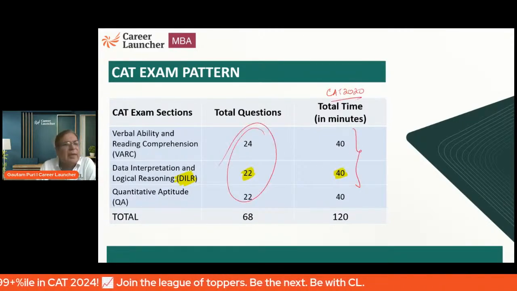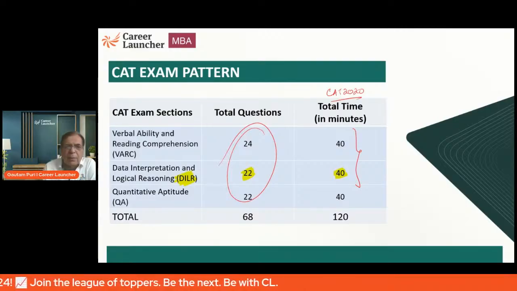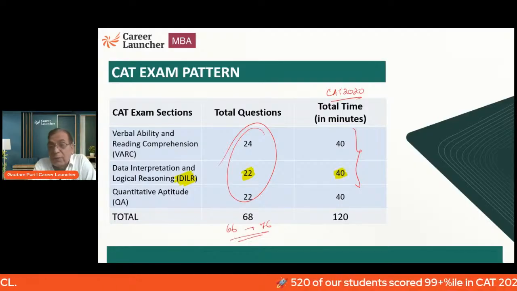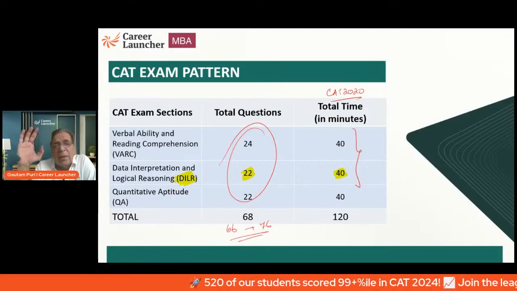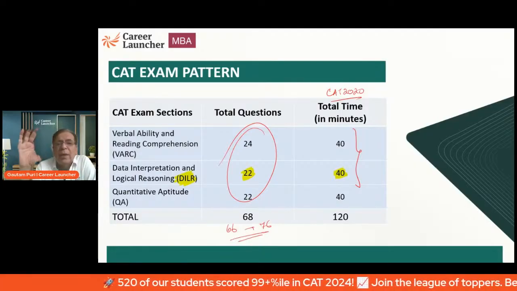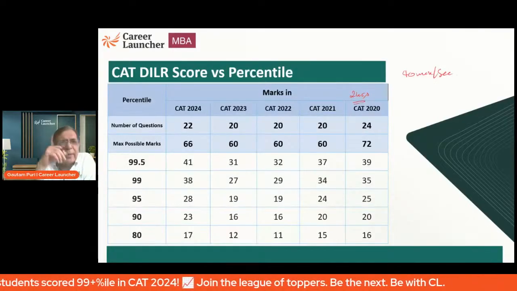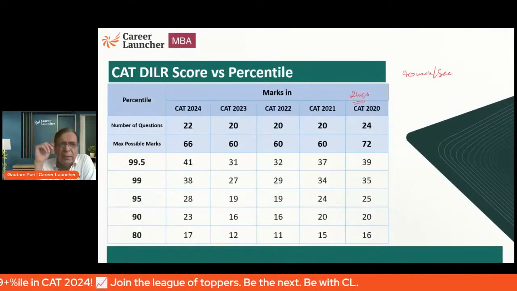The number of questions has varied a bit. Okay, the number of questions have been as low as 66 to as high as I think 76. The range of questions has been from 66 to 76, but the number of questions and the time limit of 40 minutes into 3 has happened since CAT 2020. Okay. But चलो अब देखते हैं क्या हुआ है last 5 years में.